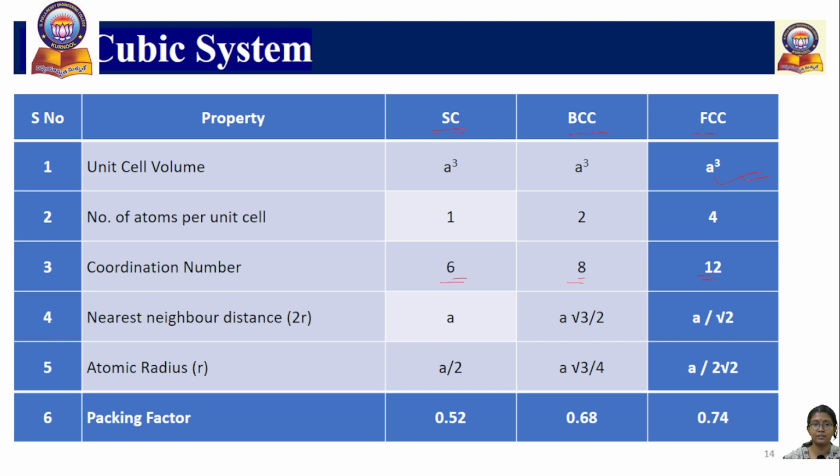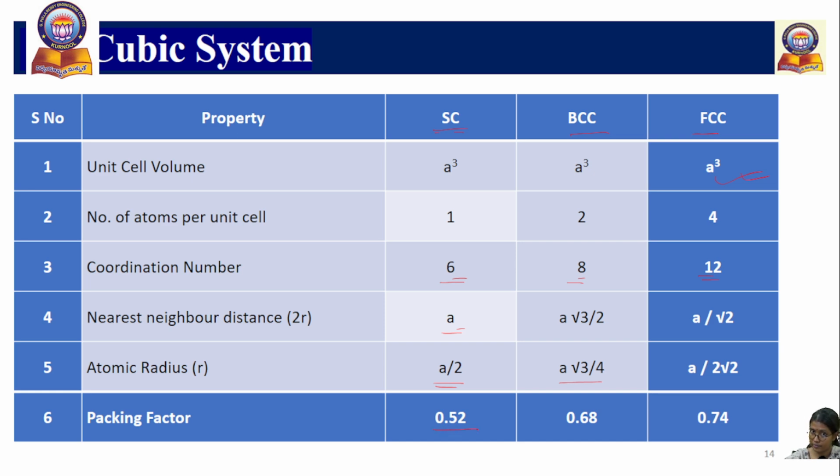If you want, go back and see that there are 3 dimensions altogether. In every dimension, that corner atom is touching 4 faces. So 3 into 4, 12. Nearest neighbor distance: in simple cubic, corner atoms are touching, so this is just A, and this is all equal to the 2R value. Then atomic radius: this is A by 2, this is root 3A by 4, this is A by 2 root 2.